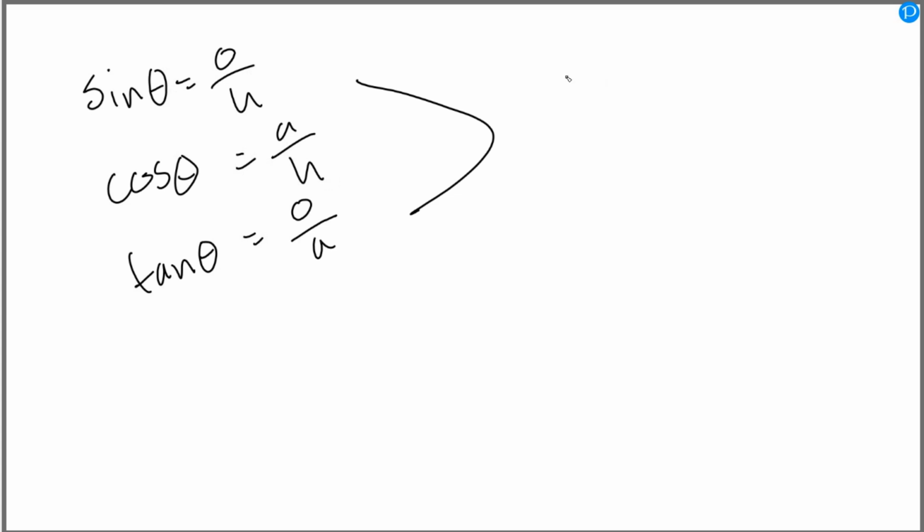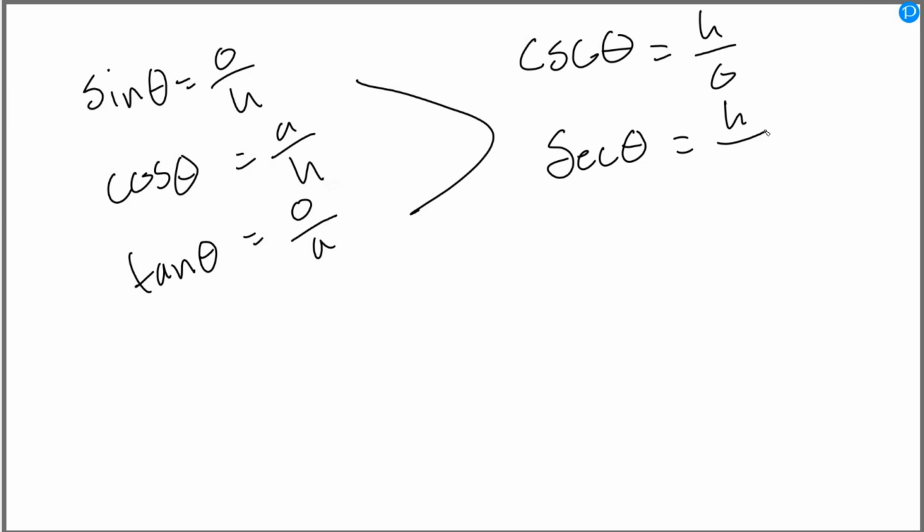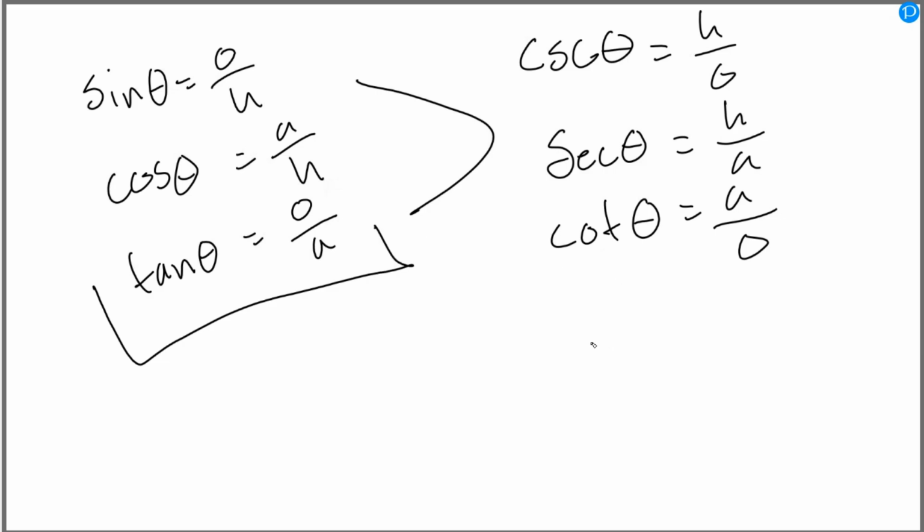reciprocal functions, which is cosecant theta is equal to hypotenuse over opposite. Secant theta is equal to hypotenuse over adjacent. And cotangent theta is equal to adjacent over opposite. Now you'll see, of course, the primary trig ratios more often rather than the secondary ones, but it's good to know both of them, and by all means, there could be questions using the secondary ones too.